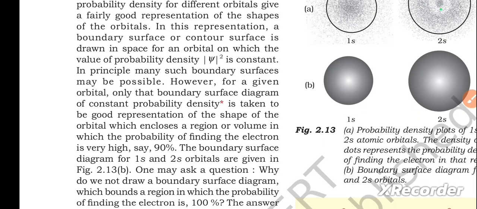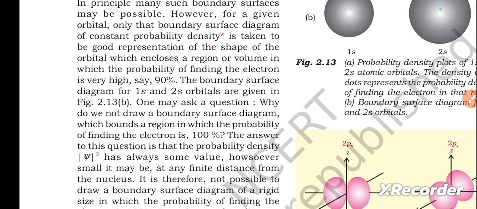In principle, many such boundary surfaces may be possible. However, for a given orbital, only that boundary surface diagram of constant probability density is taken to be a good representation of the shape of the orbital, which encloses a region or volume in which the probability of finding the electron is very high, say 90%. The boundary surface diagrams for 1s and 2s orbitals are given in figure 2.13b.